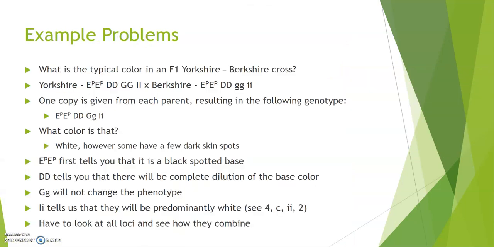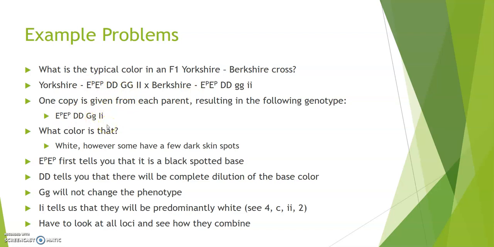So on your homework, I give you guys some example problems. I do a lot where I do a spot bred to Yorkshire, Yorkshire bred to Berkshire. These are pretty simple and straightforward, right? What's important is, as shown here, to write out the genotypes of both to understand that we get 1 copy from each parent. And this one is pretty straightforward, right?